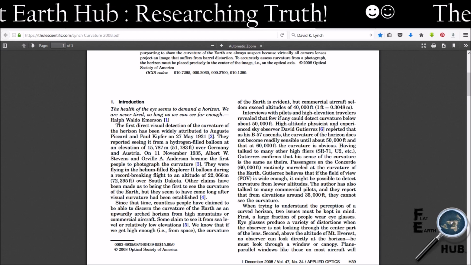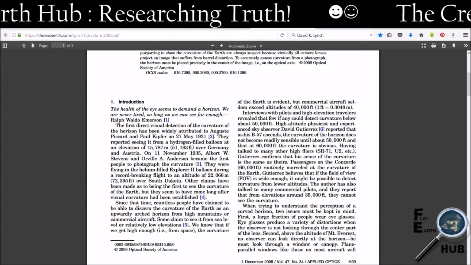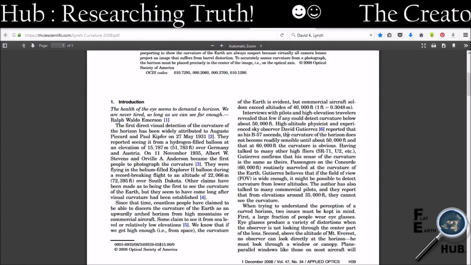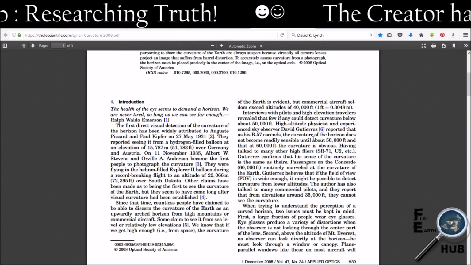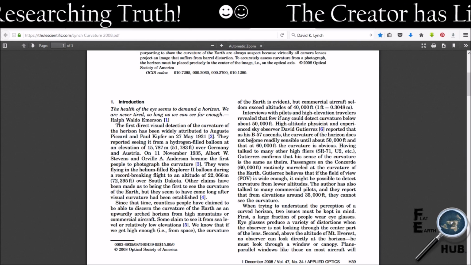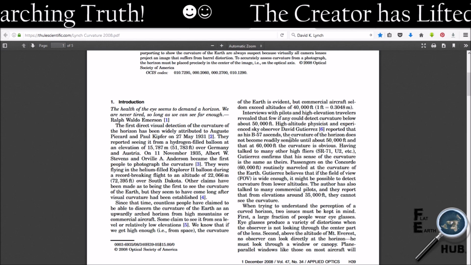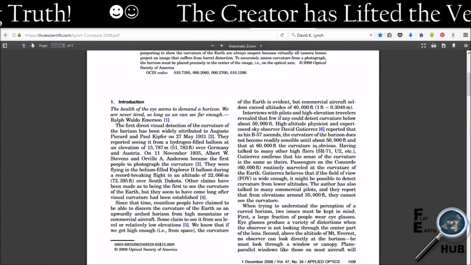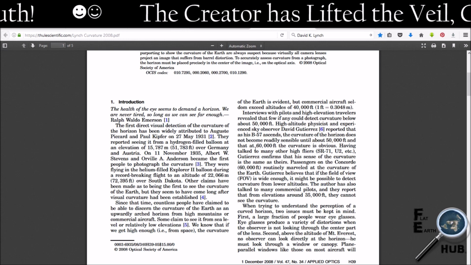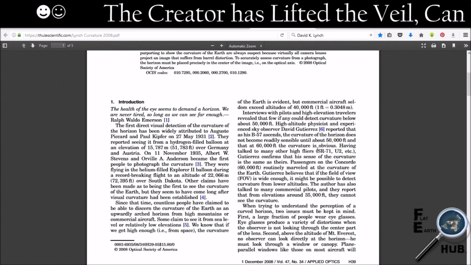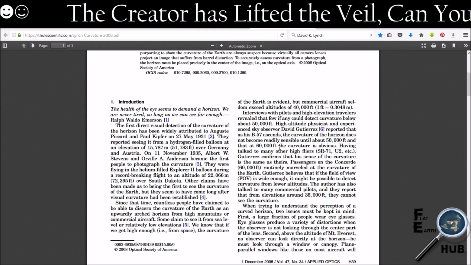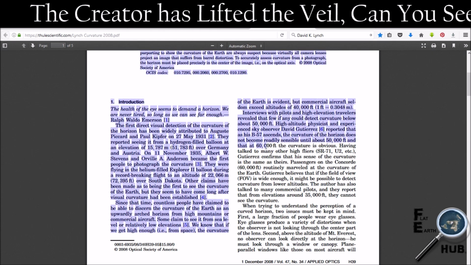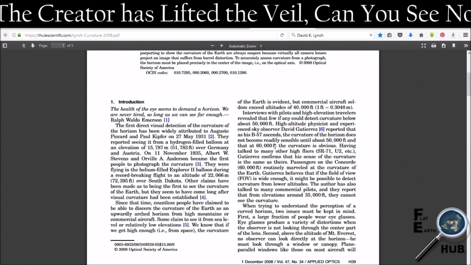High altitude physicist and experienced sky observer David Gutierrez reported that on his B-57 ascents, the curvature of the horizon does not become readily sensible until about 50,000 feet, and that at 60,000 feet the curvature is obvious. So here we have a pilot saying at 60,000 feet, it is obvious.